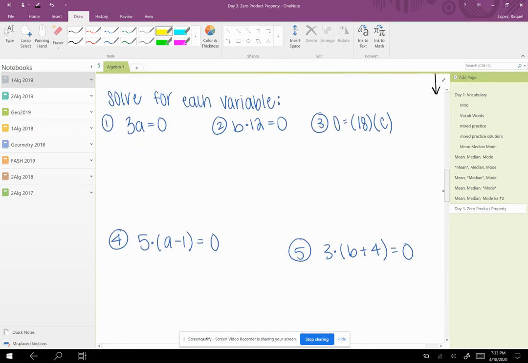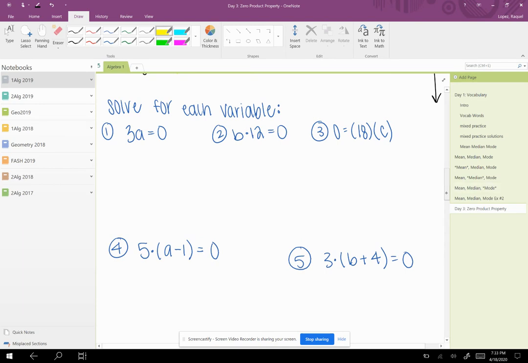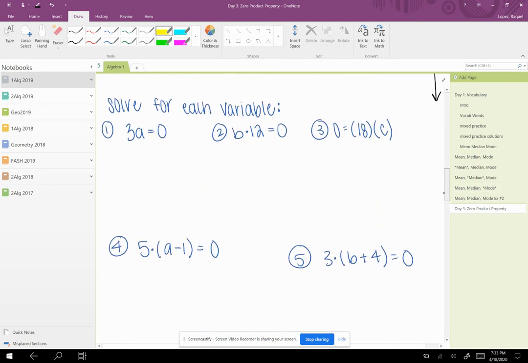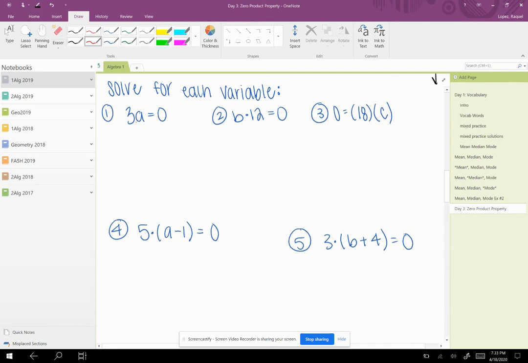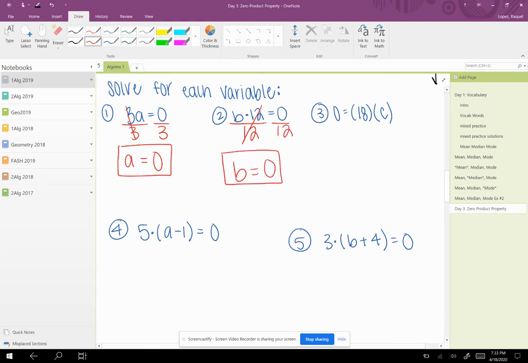Okay, so for example, for numbers 1 through 5, let's go ahead and answer these using the zero product property. If I'm solving for the variable, 3 times a equals 0. To undo that, we're going to divide both sides by 3. 0 divided by 3 is 0, so I end up with a equals 0. Same thing for b. I'm going to divide by 12 on both sides to get b by itself. So here, I end up with b equals 0. And then here, I'm going to divide both sides by 18. 0 divided by 18 is 0, so here, c equals 0.